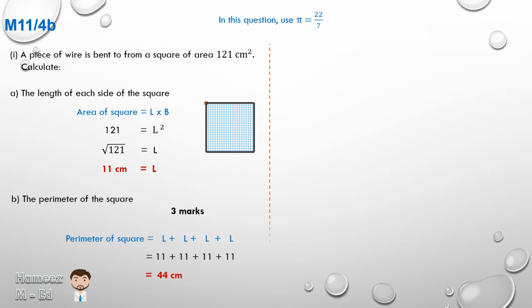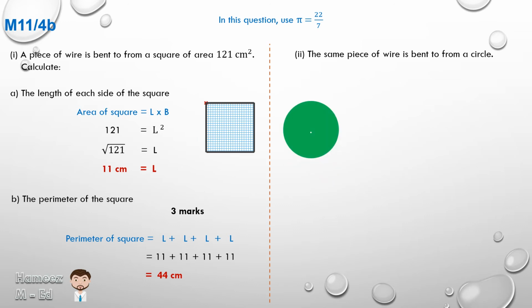Part 2. The same piece of wire, which was 44 centimeters long, is bent to form a circle. So we have the circle here in green. Calculate, part A, the radius of the circle. So we can remember from our formula sheet that the circumference of a circle is given, and that will be 2 pi r.